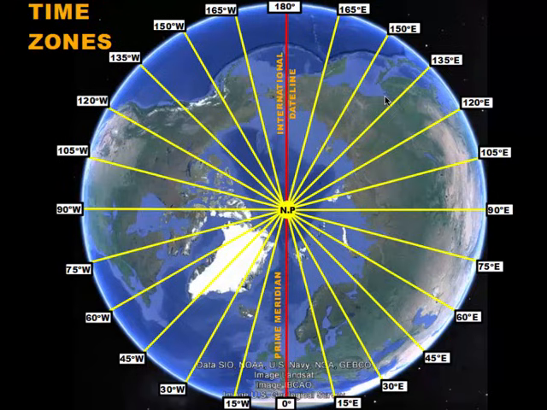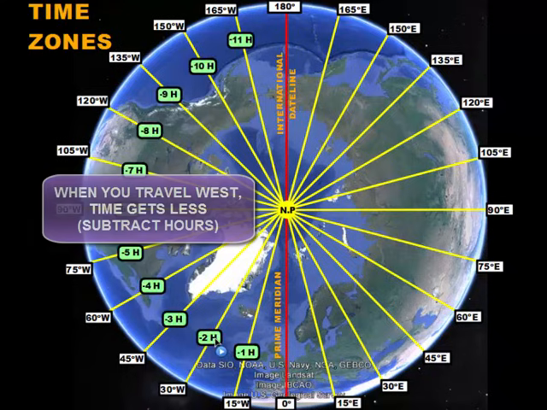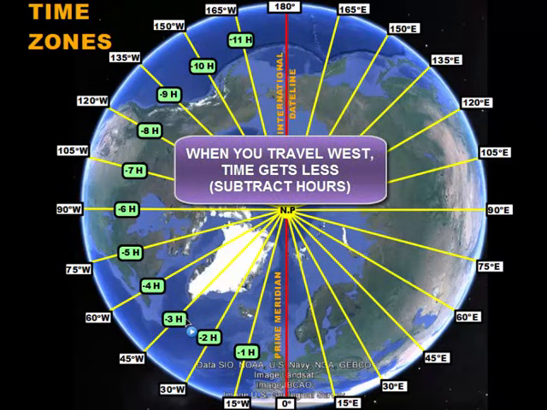What you have to remember is when you need to add hours and when you need to subtract hours, and how many hours you need to add or subtract. So this is how we go about it. You can remember a simple little rhyme, and it'll help you remember what to do with time when traveling west or east. If you travel west, time gets less. So for every 15 degrees that you move westward, you are going to lose an hour of time.